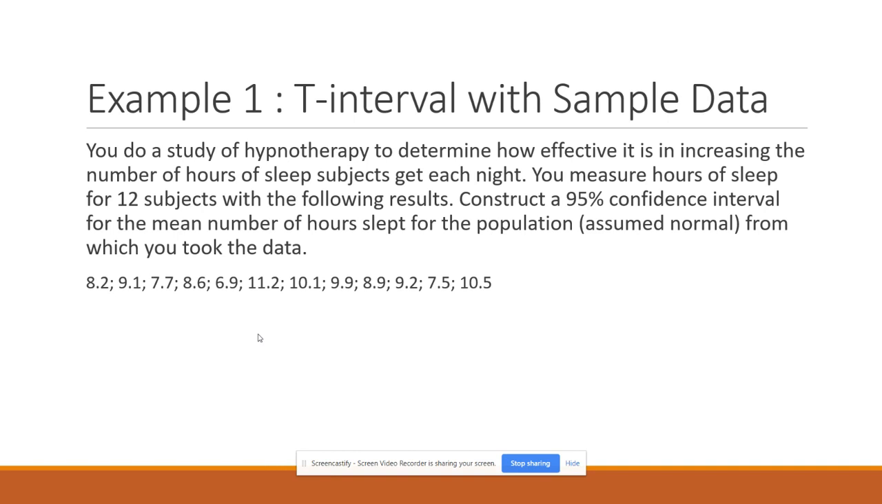Construct a 95% confidence interval for the mean number of hours slept for the population. Assume it's normal from the data that you took. And here is your data. All right, I'm not given a population standard deviation, or it doesn't say there's a known standard deviation. So that is my first clue that I have to do a T interval.